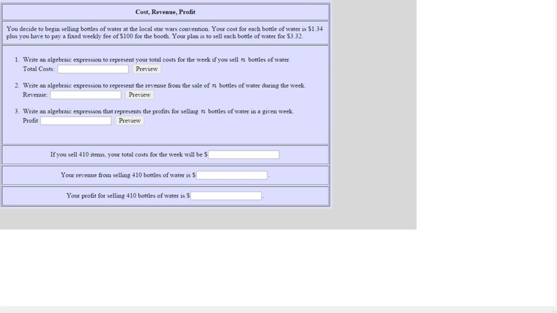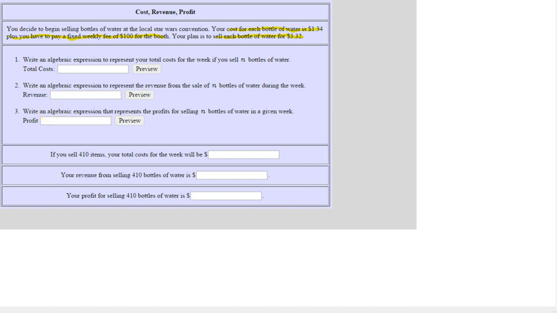Let's begin by reading the question. You decide to begin selling bottles of water at the local Star Wars convention. Your cost for each bottle of water is $1.34, plus you have a fixed weekly rate of $100 for the booth. Your plan is to sell each bottle of water for $3.32. And in the questions, we're asked to find the total cost, the revenue, and the profit.